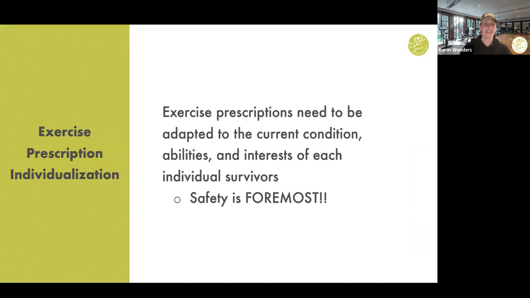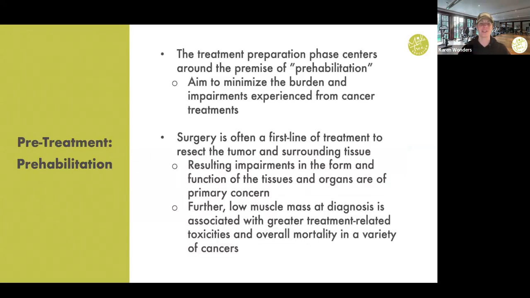Always keep in mind that safety is going to be foremost when you're coming up with an exercise prescription, and you need to adapt that exercise prescription to the condition, abilities, and interests of that person. So if the person comes to you and while they're doing their treadmill test, they're like, man, I hate to run. Well, don't make their exercise prescription so that they're running. You want to find something that they enjoy doing, because then they're more likely to keep doing it than if it's an activity that they hate, they're not going to come back. So you want to adapt it to that patient.